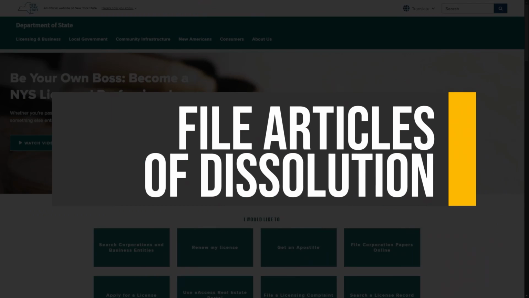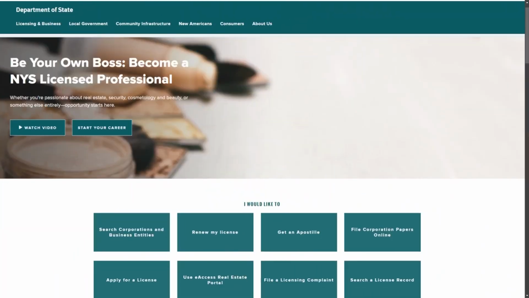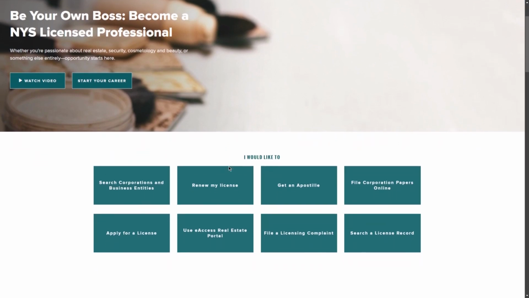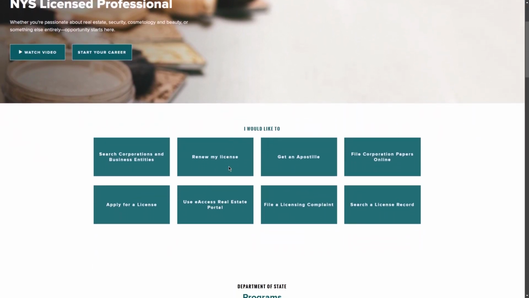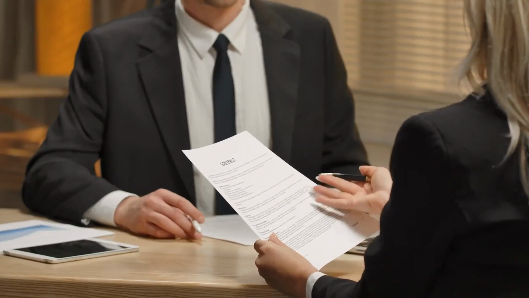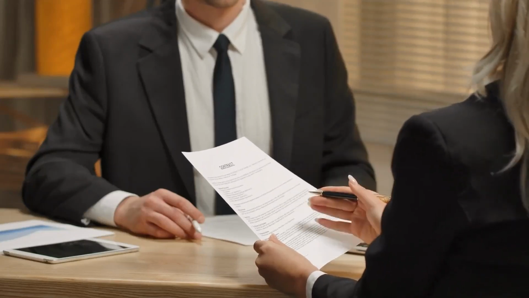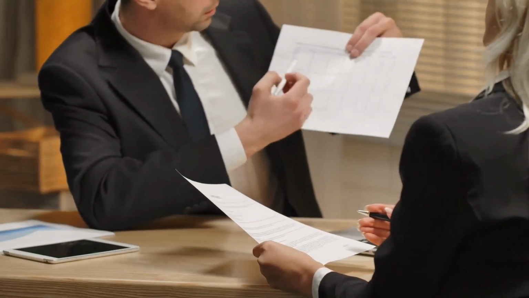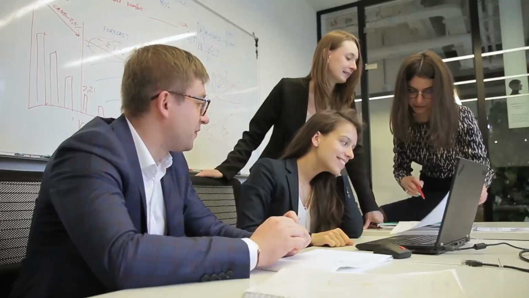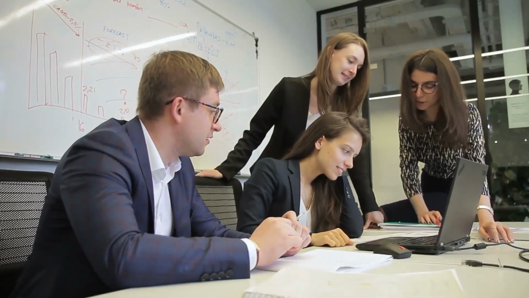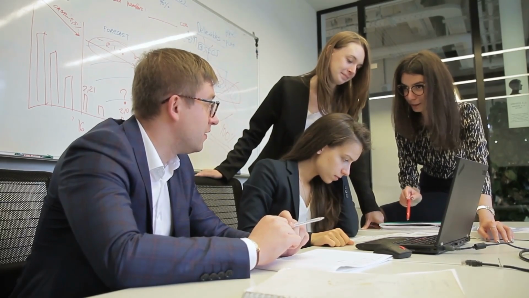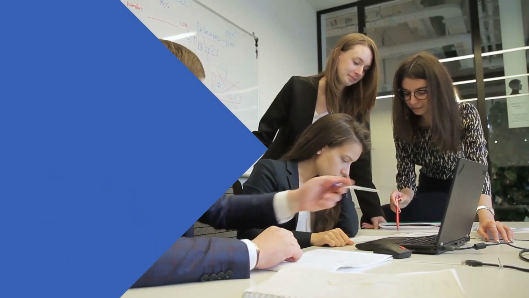File the Articles of Dissolution. To dissolve your LLC in New York, you must prepare and file the Articles of Dissolution with the New York Department of State within 90 days of your decision. This form requires essential details including the LLC's name, the date of its original origination, and the method of its dissolution, such as a majority vote. The filing fee is $60 with an option for expedited processing available for an additional charge.